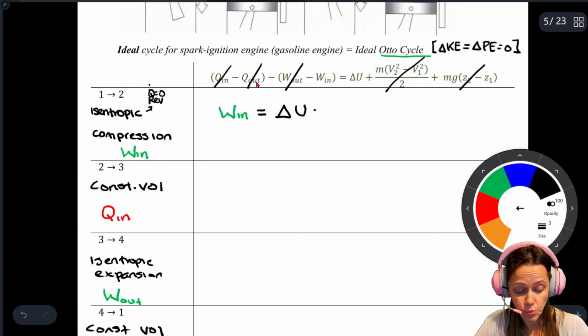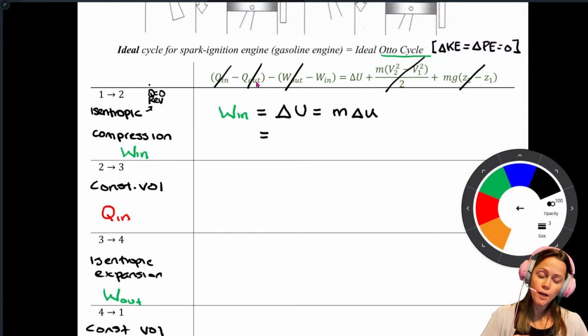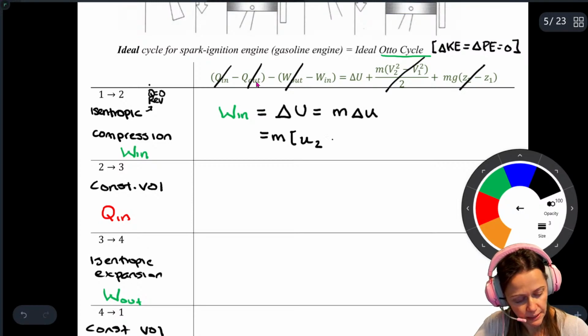Delta U is what it is after, and you could put this as M delta little u, right? Big U would be in, say, kilojoules or BTU. Lowercase u would be in kilojoules per kilogram or BTU per pound mass. So delta U would be what it is after minus what it is before.